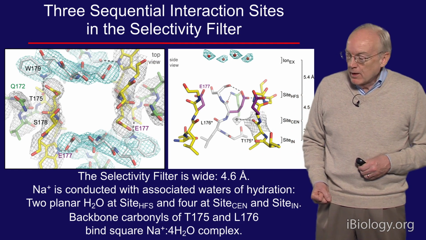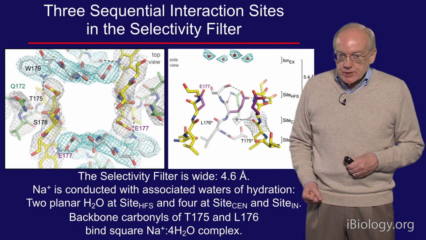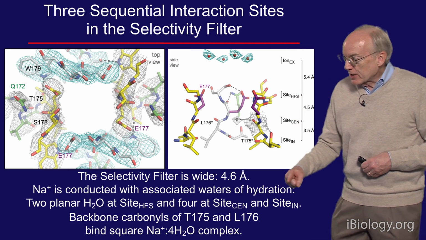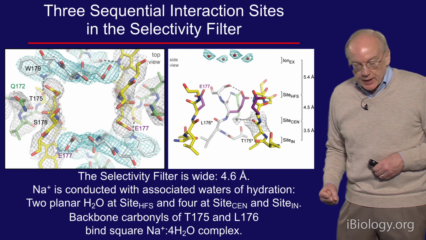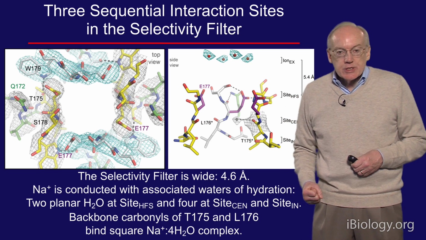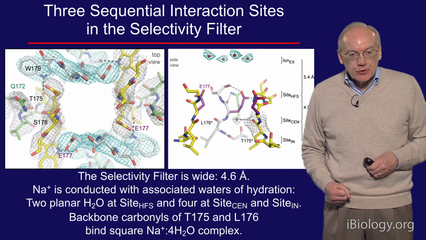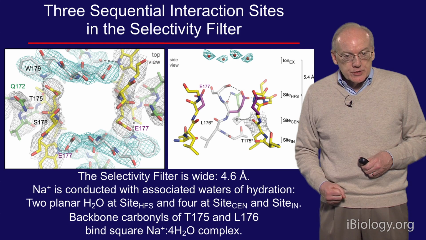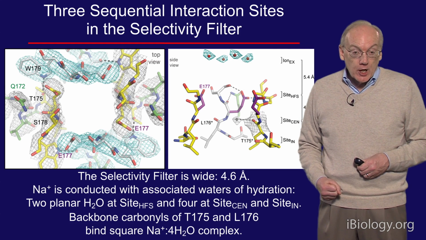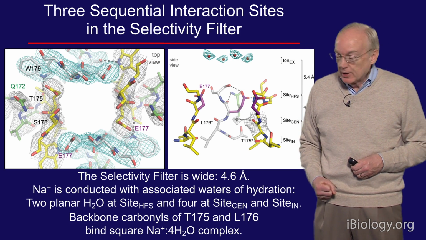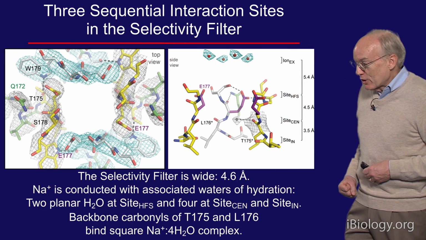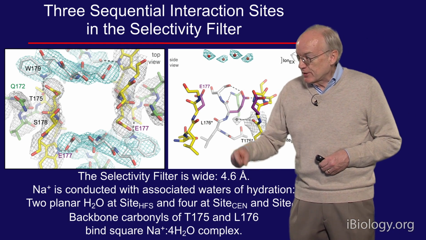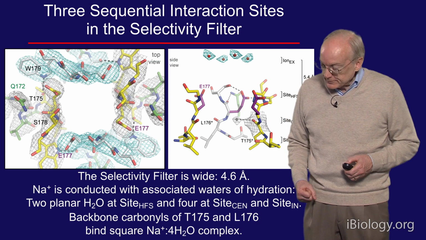And we believe that sodium interacts with each of these sites in sequence as it moves through the pore. And the size of the selectivity filter, approximately 4.6 angstroms in diameter, says that sodium moves through as a hydrated cation because sodium is too small to touch the sides of the selectivity filter if it moved through alone as a bare ion. So sodium keeps its waters of hydration as it moves inward through the pore.